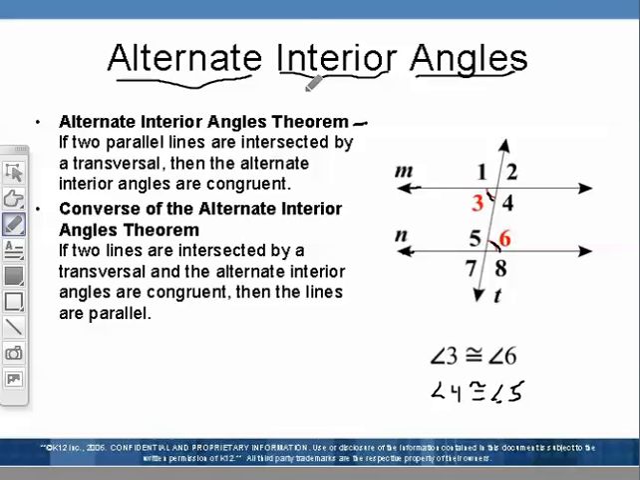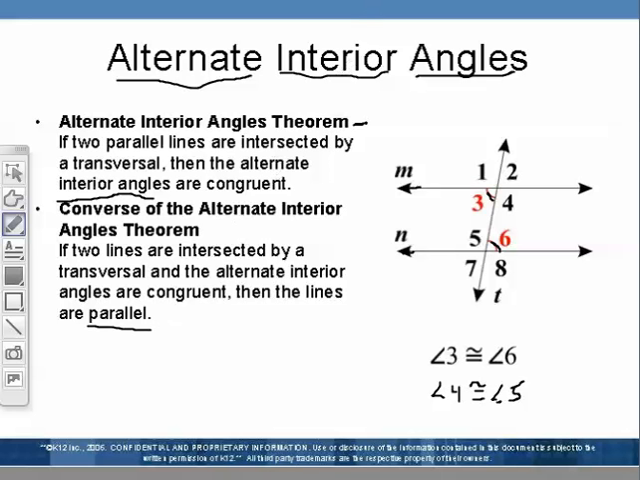What about these others, the alternate interior angles? You didn't see it down here, did you? It says the converse of the alternate interior angle theorem. That says that if alternate interior angles are congruent, then the lines are parallel. Same thing. I'm proving lines parallel. Why do I want lines to be parallel? Because if I can prove lines are parallel, then I know I've got a parallelogram.